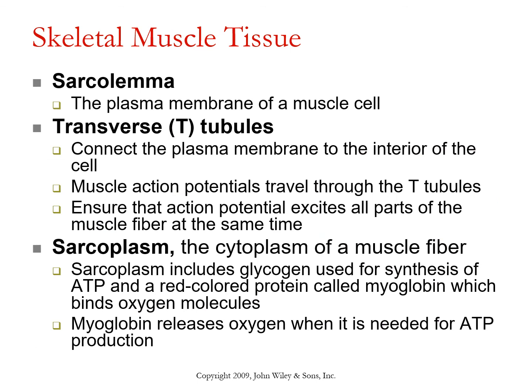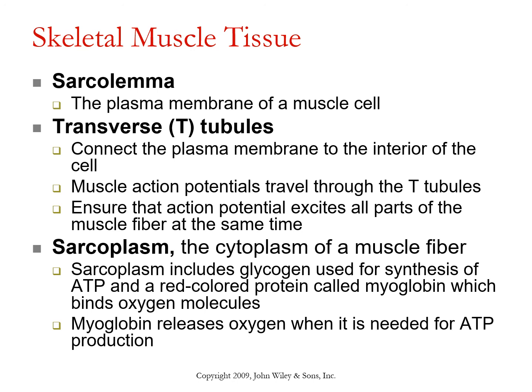So the sarcolemma, again, is the plasma membrane of the cell. It is what receives the signals for contraction and then responds. Remember, excitability responds by generating electrical impulses that travel down the transverse or T tubules to the interior of the cell. So these action potentials excite all parts of the muscle fiber at the same time by traveling down these T tubules, which are associated with the sarcolemma.